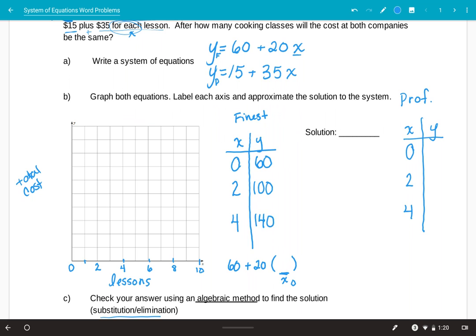Now I'm going to do the same thing with the professional. I'm going to go 15 plus 35, and then whatever my x is. So this is my x. My first one I'm going to put in 0, and without even taking a class, I have to pay the $15. Okay, so I'm going to do it for 2 classes. So 15 plus 35 times 2. So 85. So just looking at our numbers, if I'm only going to take 2 classes, I would probably go with professional because it's cheaper if I'm going to do 2 classes. Now let's see what happens if I do 4 classes.